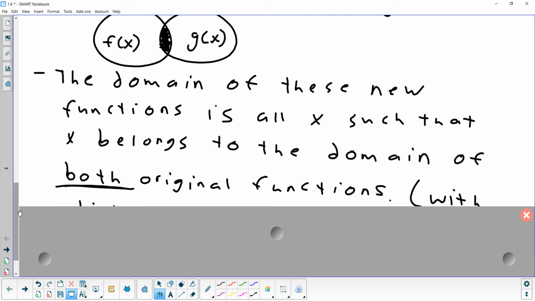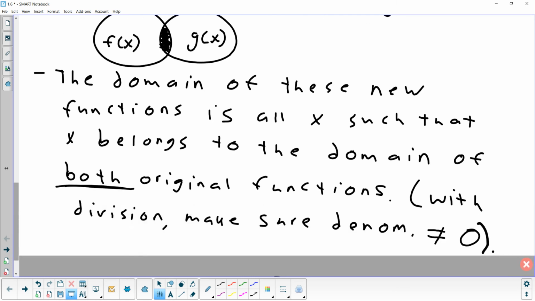So if you combine functions together in a way that causes all of a sudden for you to have a fraction that could result in you dividing by 0, you also have to say that that value is not in the domain. So we want to check for where they overlap. We want to check where the values that are in both f of x and g of x, and make sure that none of those values cause you to divide by 0.